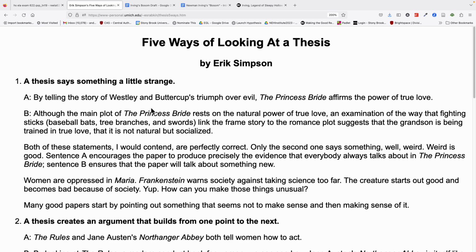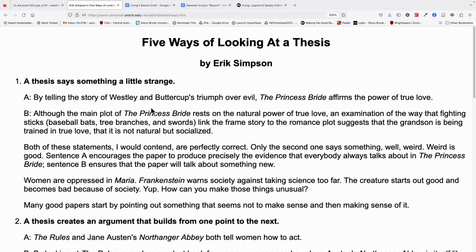It's not a plot summary, it's a conceptual summary of the whole film, right? But it could also be said about any number of different works. It's not really a specific thing about both the triumph over evil and the power of true love. Those are broad generalisms that could be said about loads of different works. As opposed to thesis B: although the main plot of The Princess Bride rests on the natural power of true love, an examination of the way that fighting sticks, baseball bats, tree branches, and swords link the frame story to the romance plot suggests that the grandson is being trained in true love, that it is not natural but socialized.